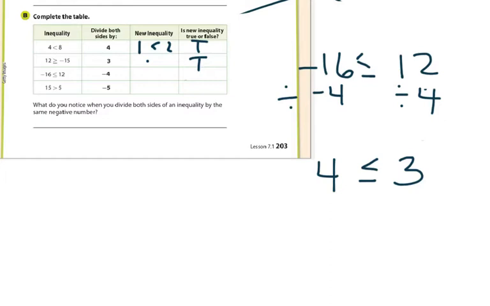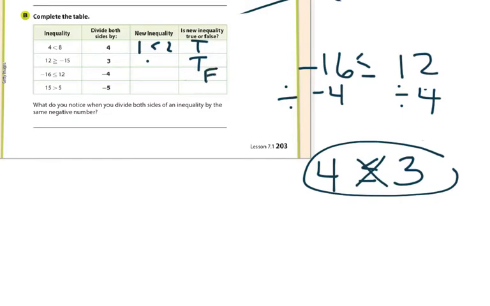That didn't work, did it? Because 4 is not less than 3. This is not true. 4 is greater than 3. Let's see. So this is false right here. And down here, let's double check this one. 15 is greater than 5, and we've got to divide by a negative 5.